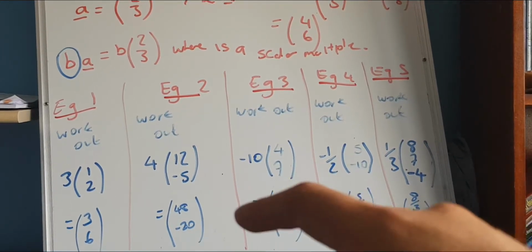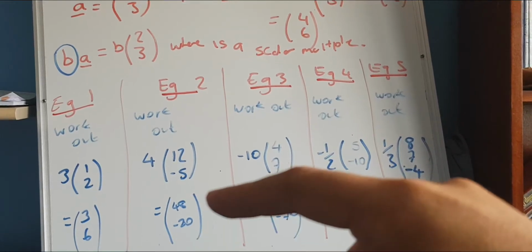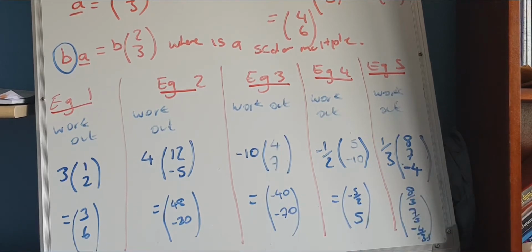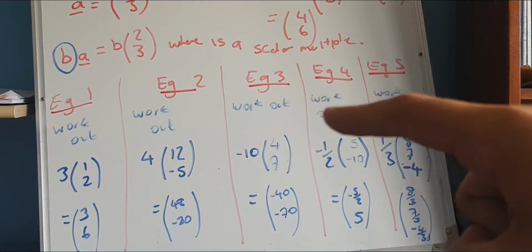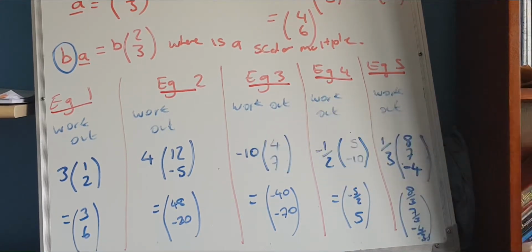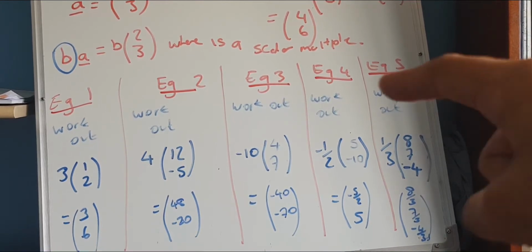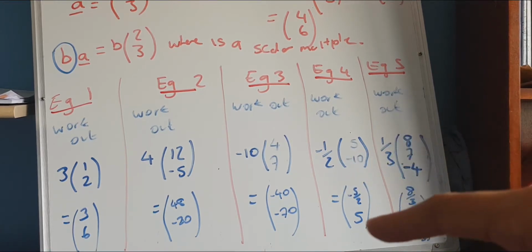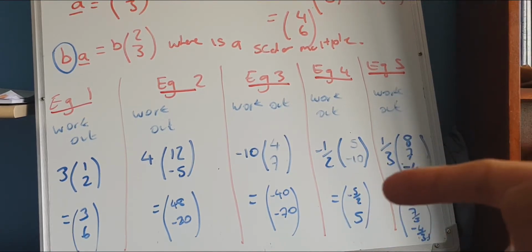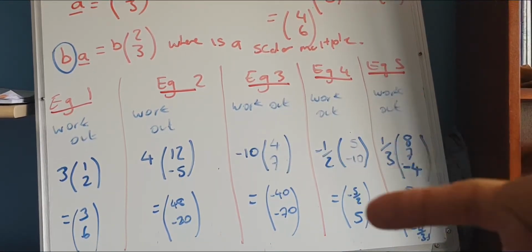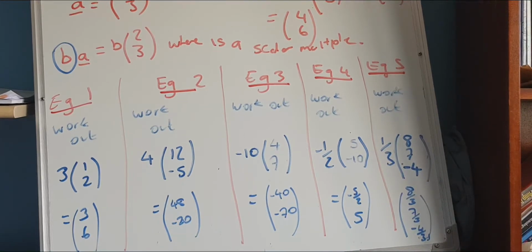Example 2. 4 lots of (12, minus 5). It'd be 4 times 12, which is 48, and 4 times minus 5, which is minus 20. Similarly here, work out minus 10 times (4, 7). Minus 10 times 4 is minus 40, and minus 10 times 7 is minus 70. Then minus a half lots of this would be minus 5 over 2, or minus 2.5, either one's going to be fine, and it'll be 5, because minus 10 times minus a half becomes a positive. Two negatives multiplied together give a positive, and similarly when I divide.